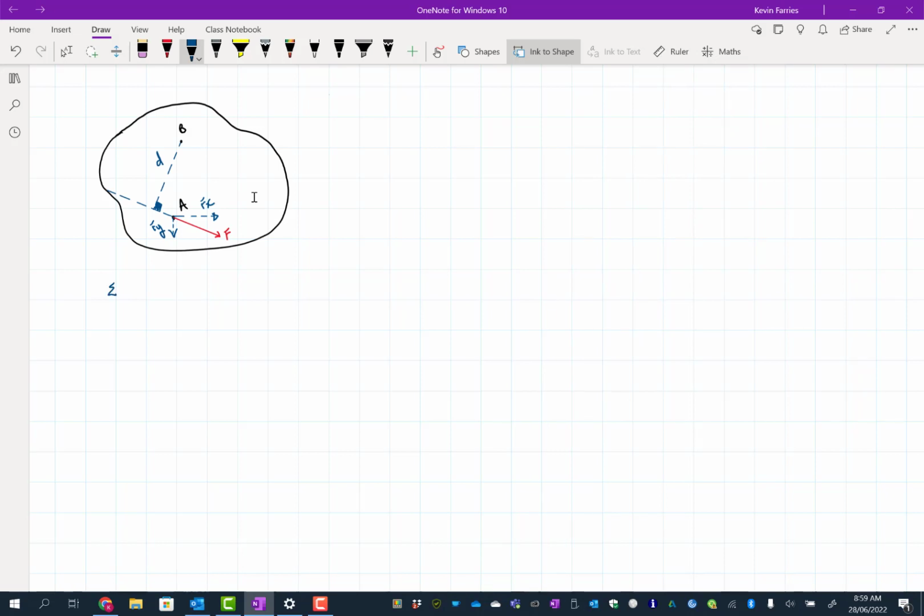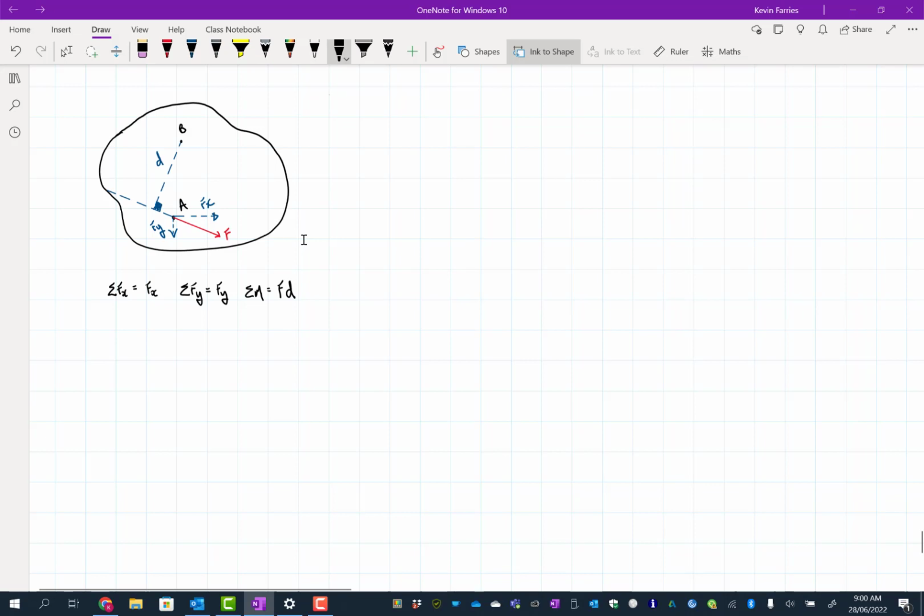Pretty simple. The sum of all the x components in this system is just Fx. There's only one force in the x direction. The sum of all the y components is just Fy. And the sum of all the moments is just equal to F times D. So that's the only moment we've got.